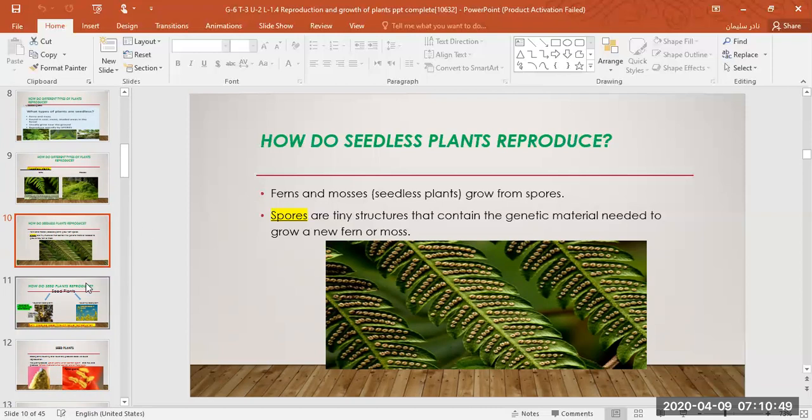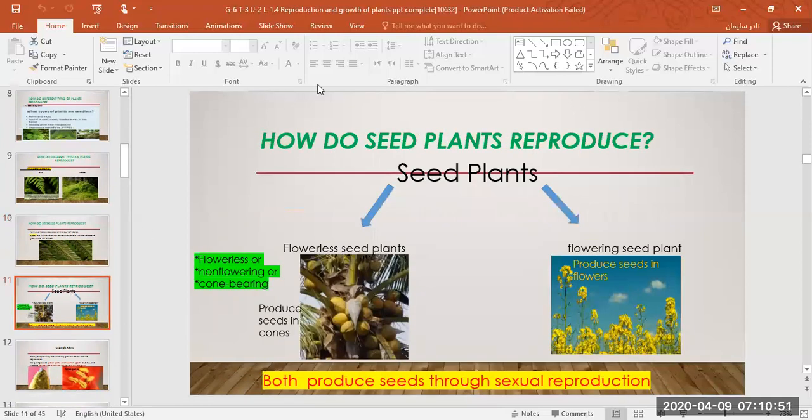Now, if we speak about seed plants, what are seed plants? Seed plants are, as we said, plants that produce seeds by sexual reproduction. Okay, so they are classified into two types: flowerless seed plants and flowering seed plants.